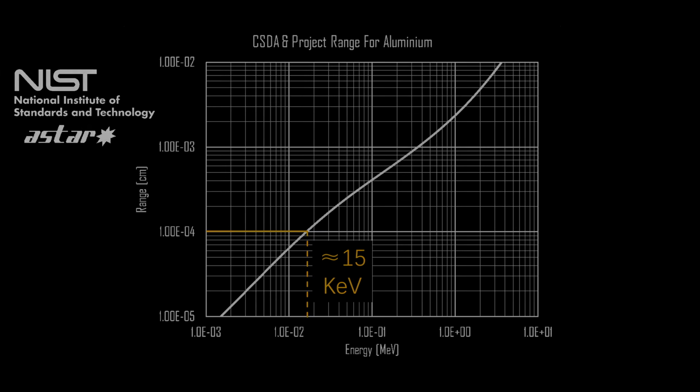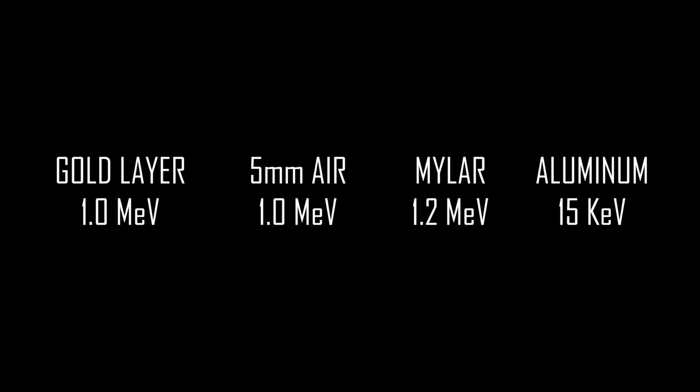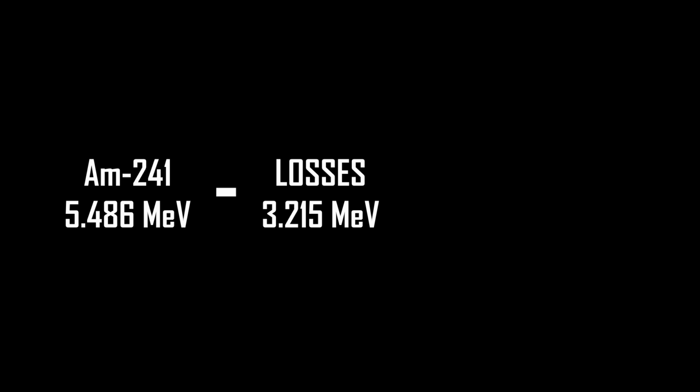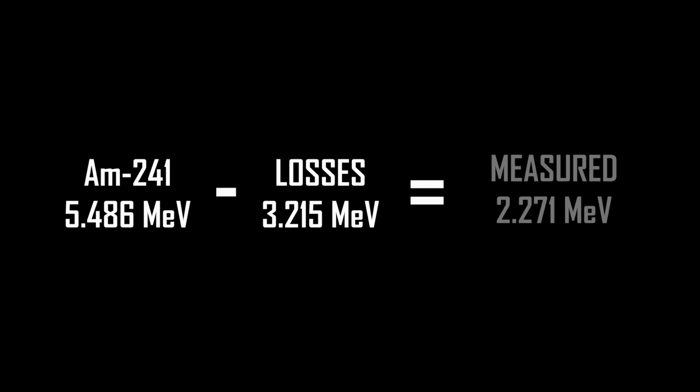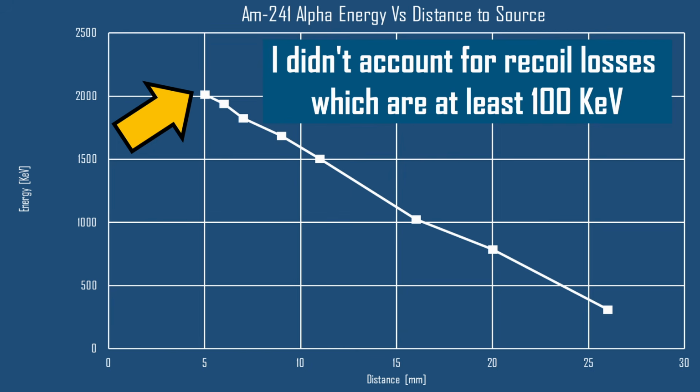Okay, so let's add these energy losses up. We have 1 MeV from the gold layer on the source. There is another 1 MeV from the 5 millimeters of air. The mylar film adds 1.2 MeV, and the aluminium deposition layer is basically negligible. So, from the total initial energy of an alpha particle from americium-241, we need to subtract 3.215 MeV of losses, which results in a measured energy level of 2.271 megaelectron-volts. And this is remarkably close to what I actually measured using the KC761.